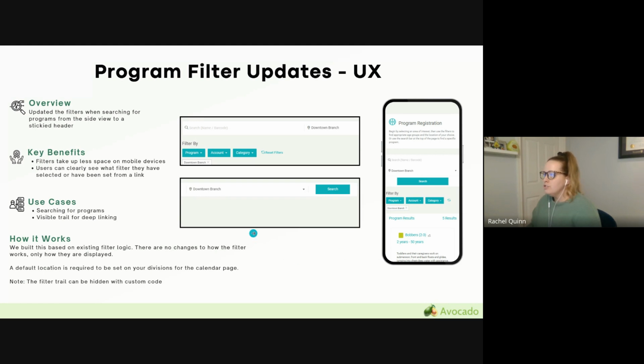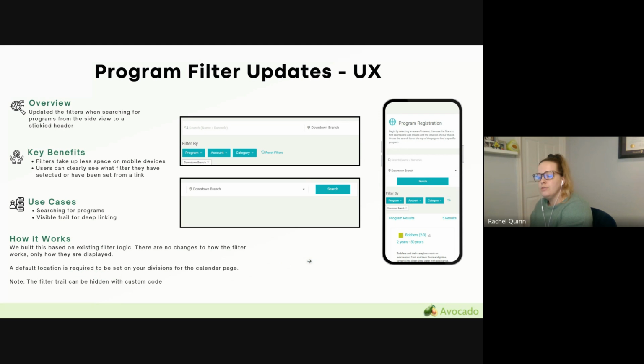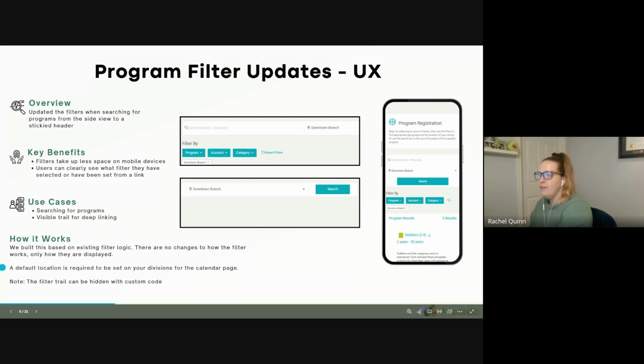Searching for programs is where you'll see this the most. It's built on that existing filter logic. If you don't want the trail because you want to save a little space, you have the option to remove that. You will see a number beside the program; if you had 3 program filters selected, you will see that listed beside it, so you know you have those filters applied. The only thing we ask for this is that you set your default location. This will be a requirement for production for your calendar view. So this is for anyone who does not currently have a home location.